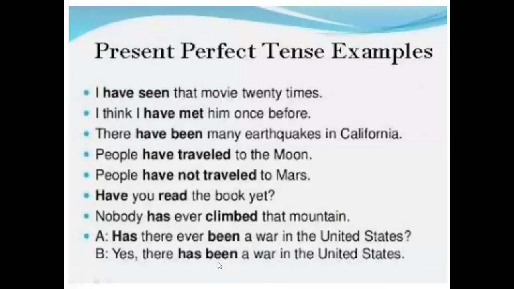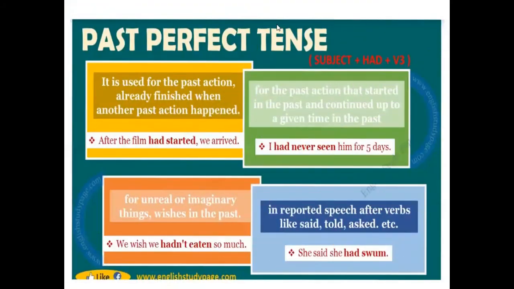Okay. Now we have the past perfect tense. The past perfect refers to a time earlier than before now. It is used to make it clear that one event happened before another in the past. It doesn't matter which event is mentioned first. It does make it clear which one happened first.